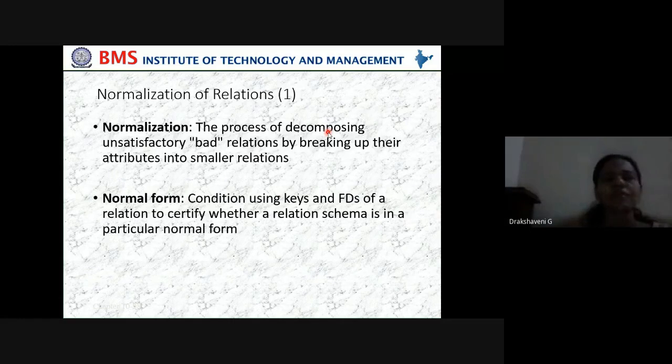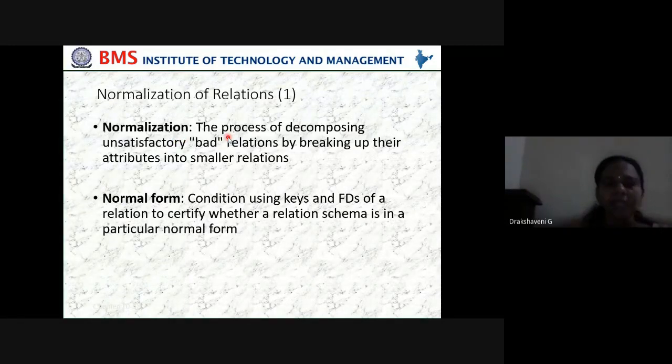Along with that, we have seen so many things. There should not be more nulls. There should not be redundant values. All these we have to take care of when we are creating tables. That is the main thing we are doing in normalization. To follow this up, we have normalization.